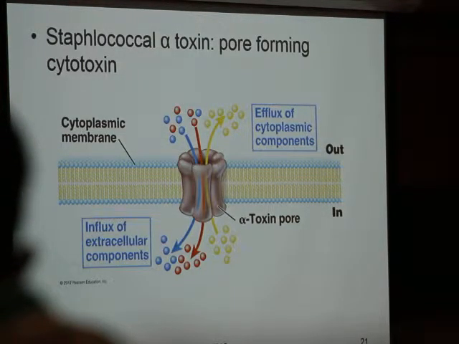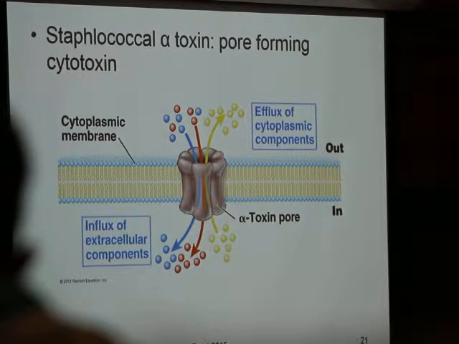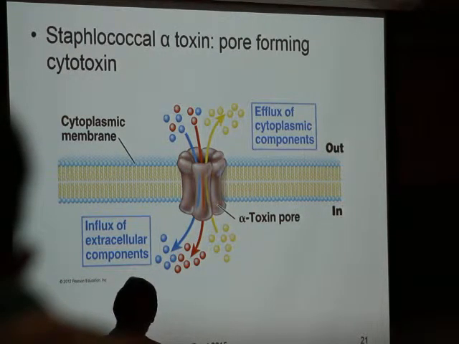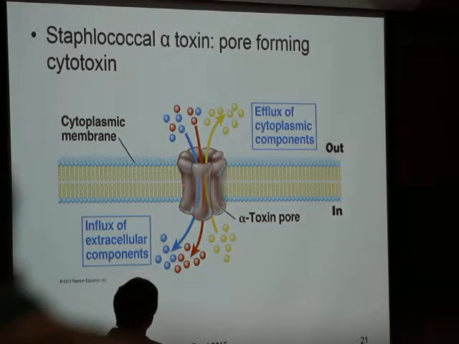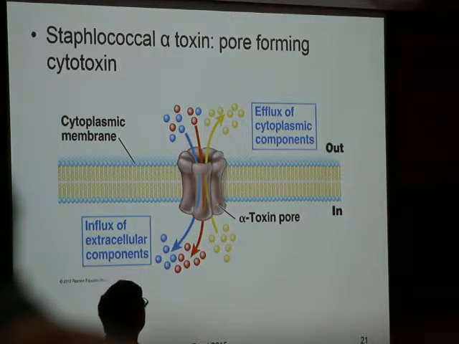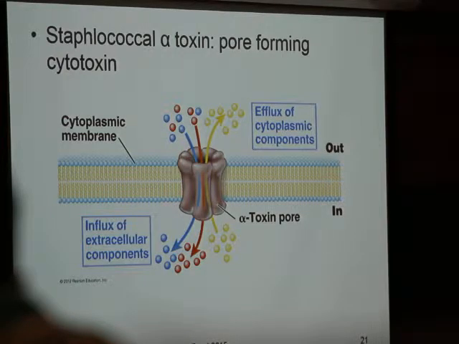So here's an example of one such pore-forming cytotoxin, just to give you an example of what happens. This is staphylococcal alpha toxin. Basically the toxin can come together to form a pore in the plasma membrane of the host cell and can result in the efflux of cytoplasmic components and the movement of other molecules into the cell, leading to complete disruption of the cell.